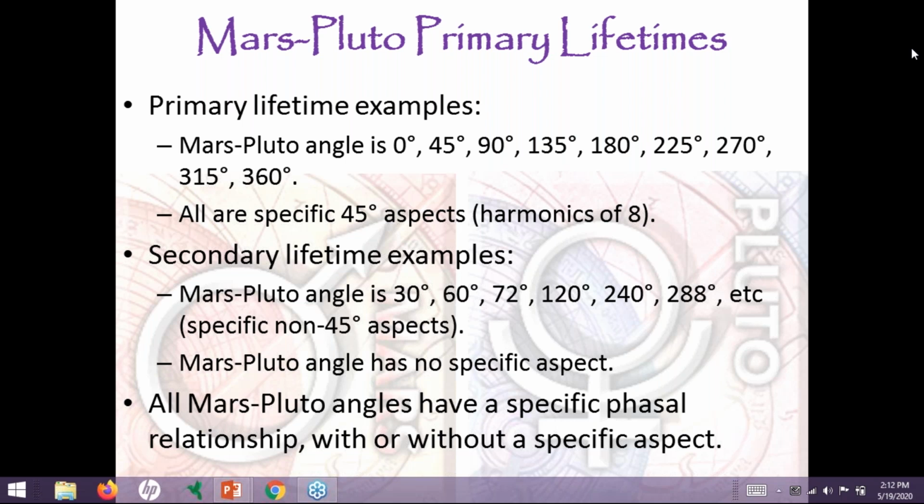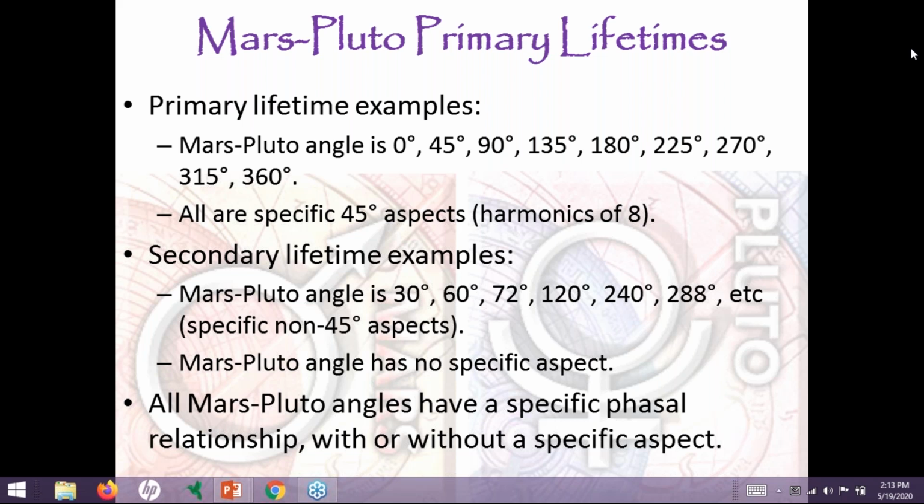And again, with this, then we would include, say, for example, the 45-degree aspect. We could include 43, 44 degrees. We could include 46, 47, 48. That would fall within that narrow window of primary aspect, primary lifetime.